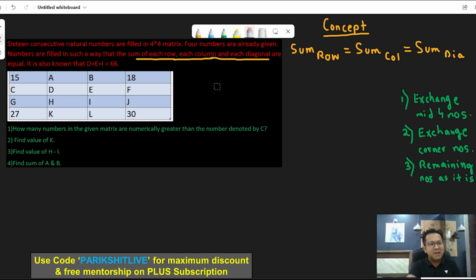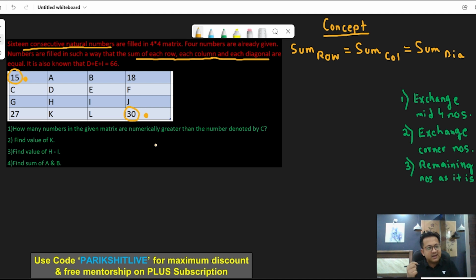But look at the numbers. The numbers are not starting from 1. Rather, you see a number 15 and another number 30. And obviously you understand that they say 16 consecutive natural numbers. So 15 and 30, these 15 to 30 are basically 16 natural numbers. Do you see that? So I can say the minimum number in my matrix is 15 and the maximum number in my matrix is 30, and these are consecutive numbers.